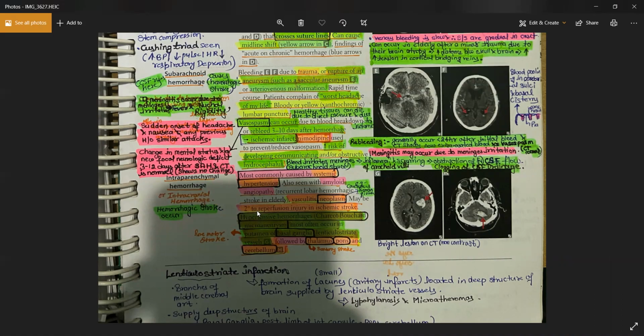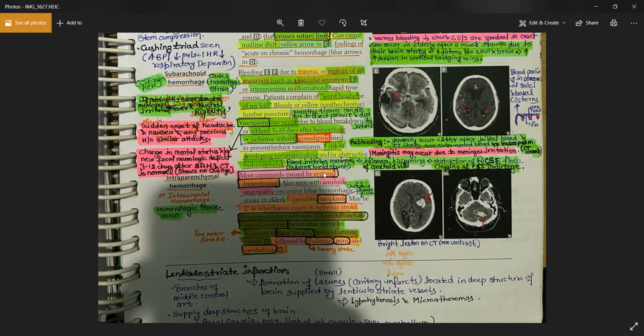Reperfusion injury can happen because whenever you try to perfuse that area of the brain, reactive oxygen species can form and cause further damage, right? You can get Charcot-Bouchard aneurysms, which are also seen in hypertensive hemorrhages. And the most common vessels that get ruptured because of that are the lenticulostriate vessels.